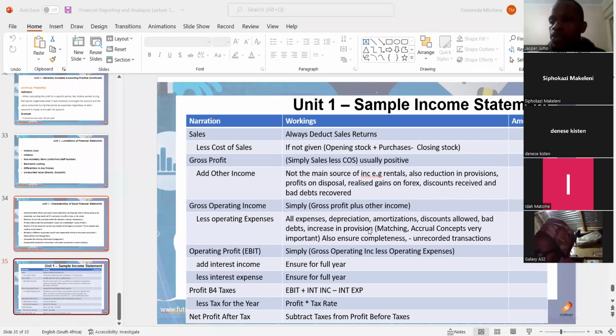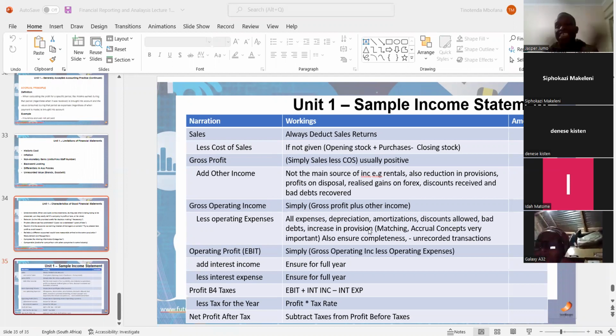Now, after the operating income of the business, you now ask yourself, where did we get the money to operate this business? Did we borrow money from someone? If we borrowed money from someone, we need to pay them some interest for the money that we borrowed. So we add in some interest income, we less some interest expenses, and then we get the profit before tax.